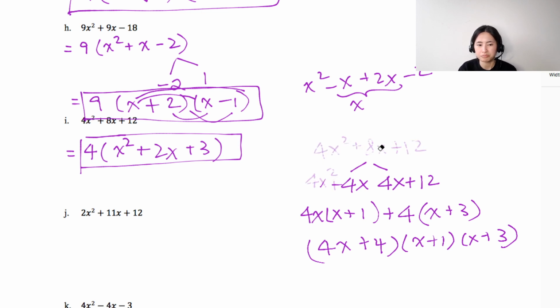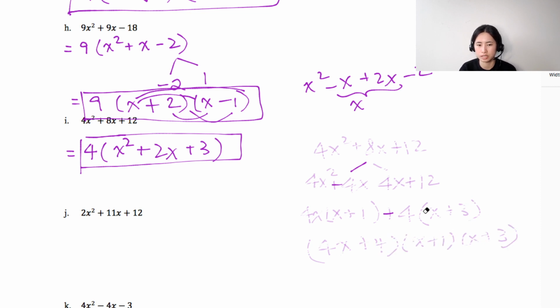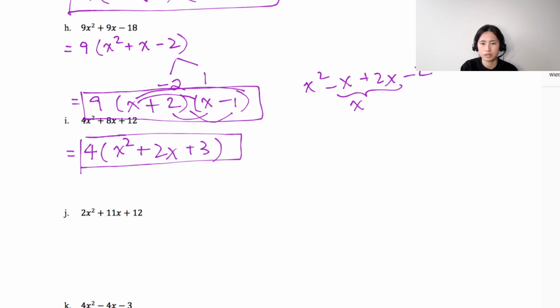Okay, great. So let's move on to part J to further illustrate what I'm trying to say. Let's say we have 2x squared, remember what I said about a not equal to 1, then you have 11x. What you can do is split up 11x into two numbers, so that when you add them up, you get 11x. Right now I can think of 8x and 3x. So you have 2x squared plus 8x plus 3x plus 12. You can group these two and these two.